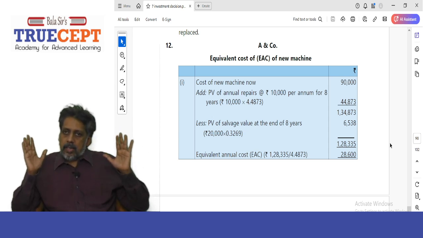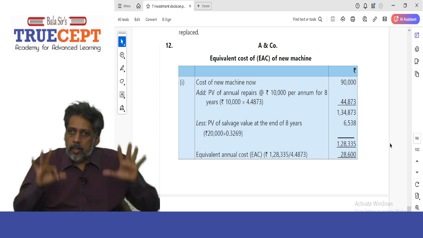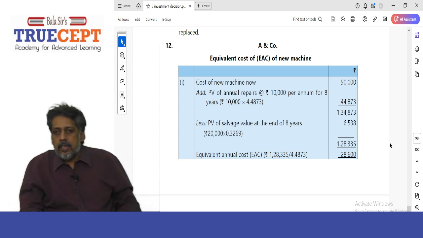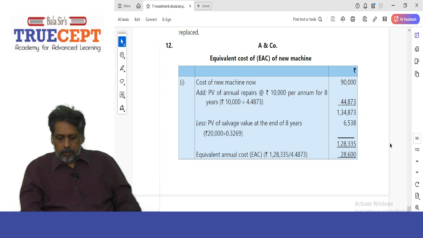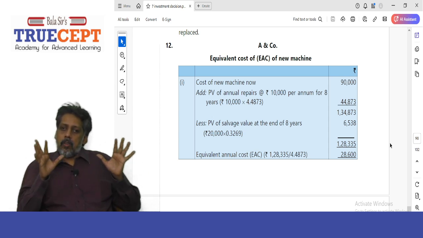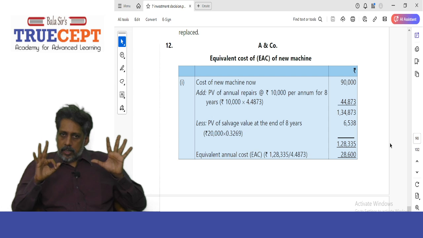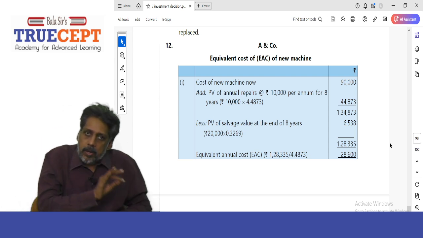1,28,335. That is a cash outflow. The present value of cash outflow, how many years? For 8 years. Now, what I can do at this point, I can calculate the present value of all my cash outflows on the new machine, right? That is an 8-year cash flow, right? Yes, sir. So, I can find on a per annum basis what is my cost.